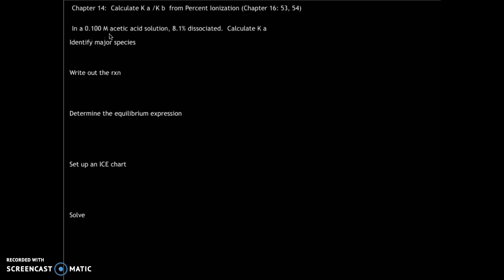So it looks like we've got 0.1 molar acetic acid, okay? So the major species: acetic acid, a weak acid. What do weak acids do? They go to equilibrium. They lose a hydrogen and form the conjugate. So again, all we have in there is a weak acid.